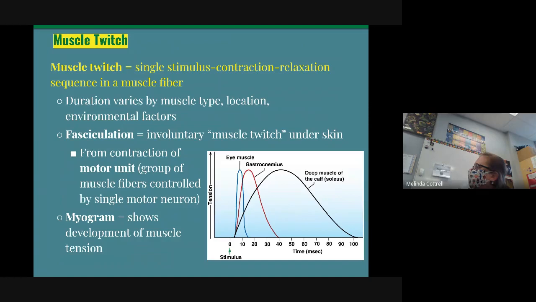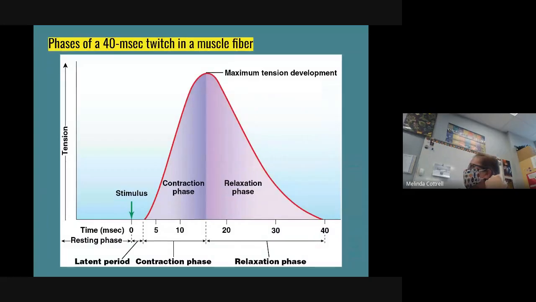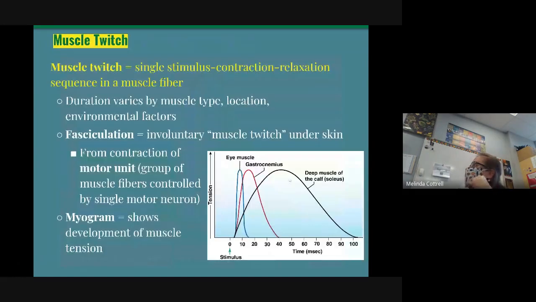All right. So if you think about a muscle contracting for a second before we even look at this set of graphs, you have certain phases. Here we go. You have a stimulus, which comes from the nervous side. Then you have the phase where it's contracting, and then you have the phase where it's relaxing. A single stimulus, contraction, and relaxation sequence is called a twitch. You can see that twitches vary in time.